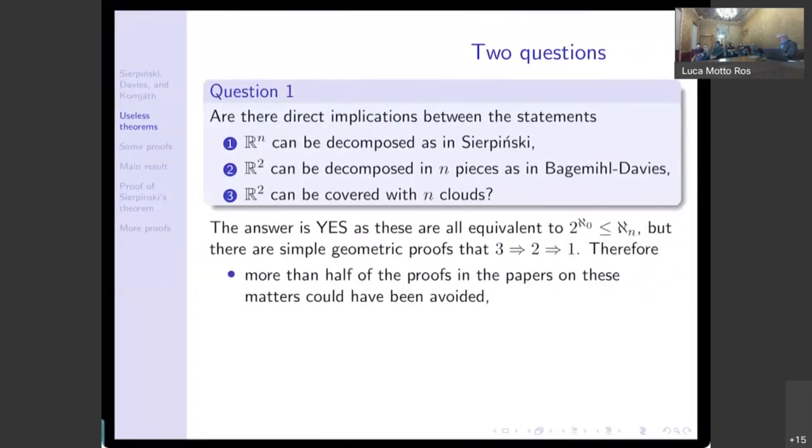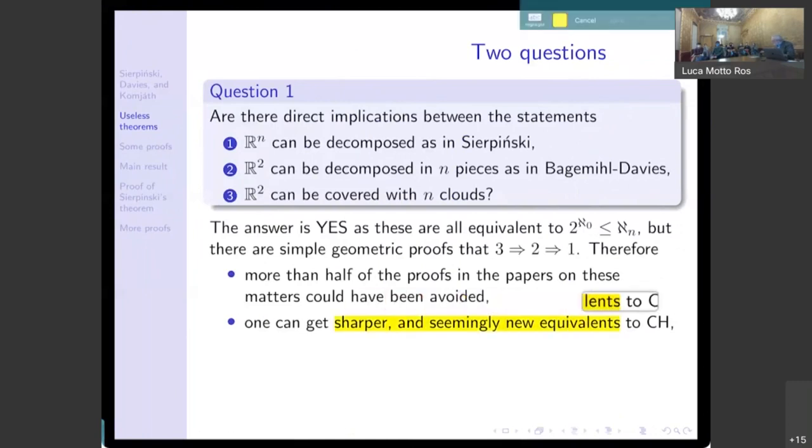So the outcome is that more than half of the proofs in these papers could have been avoided. Starting from Wagner's proof from 1958, Eddie looked at it using, you know, first year linear algebra, and it would have been one line. And this thing seems to have been repeated over and over again. Then using these geometric transformations, one can get sharper and seemingly new equivalences.